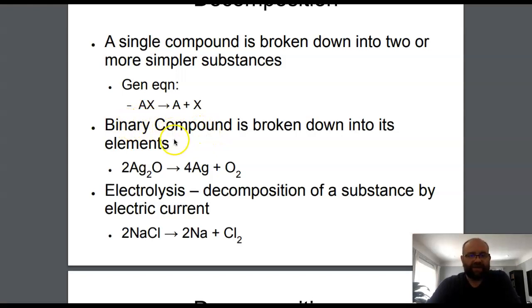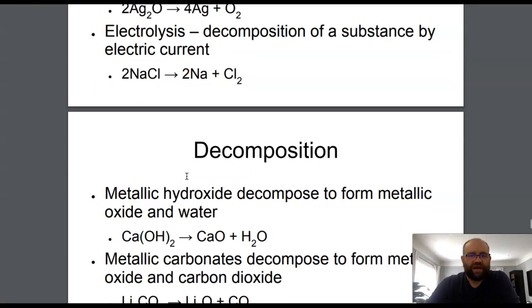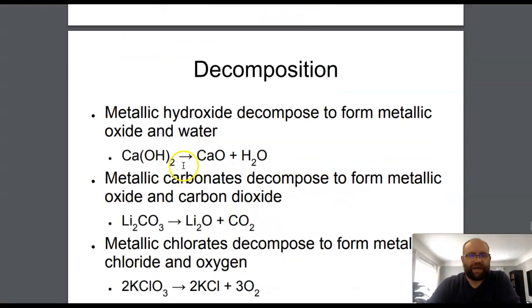Binary compounds are going to be broken down into 2 simpler elements. So silver oxide breaks down into silver and oxygen. Notice the coefficients. We have a balanced chemical equation. Make sure you can balance, guys. Continuing with decomp, a metallic hydroxide like calcium hydroxide breaks down into calcium oxide and water.